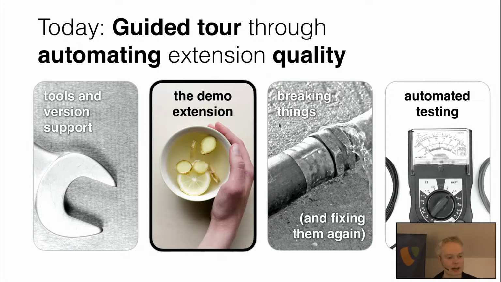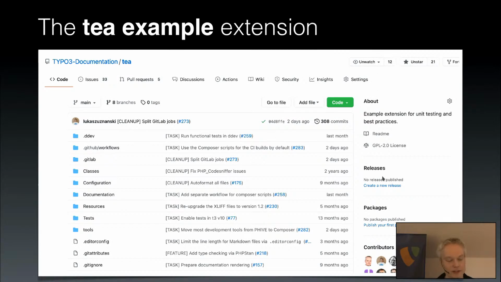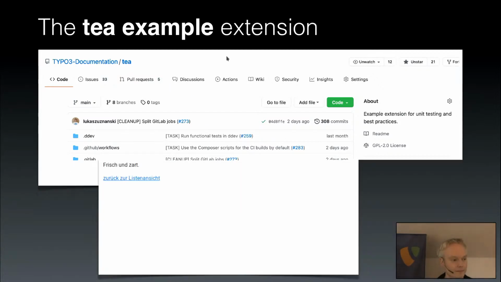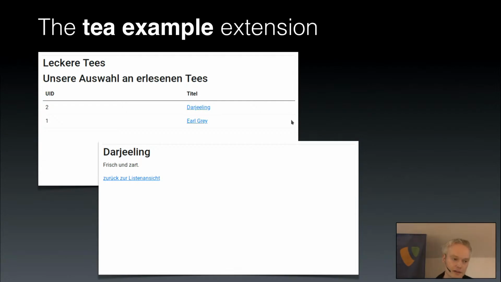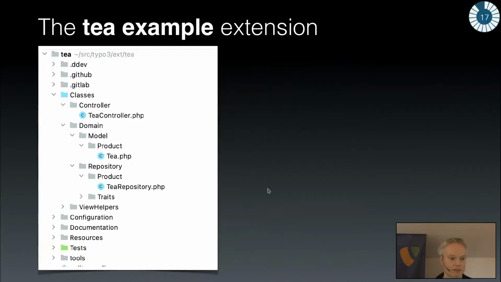Then let's have a look at the demo extension, the T extension. The T extension is hosted on GitHub under the TYPO3 documentation namespace, and the project is called T. Very obvious. And it's a very small extension that allows you to create a number of T flavors, display them as a list view on the front end with the UID and the title, and has a single view that displays the title and a description and a backlink to the list view. So that's the T extension.